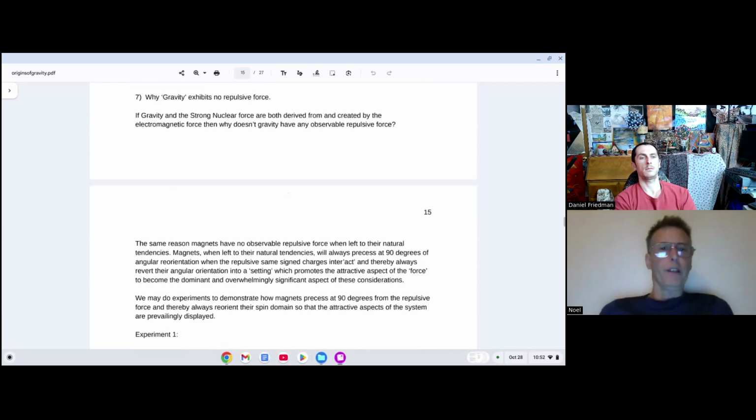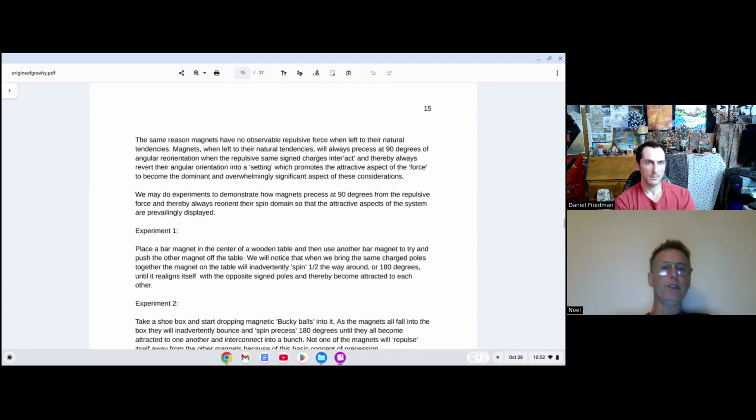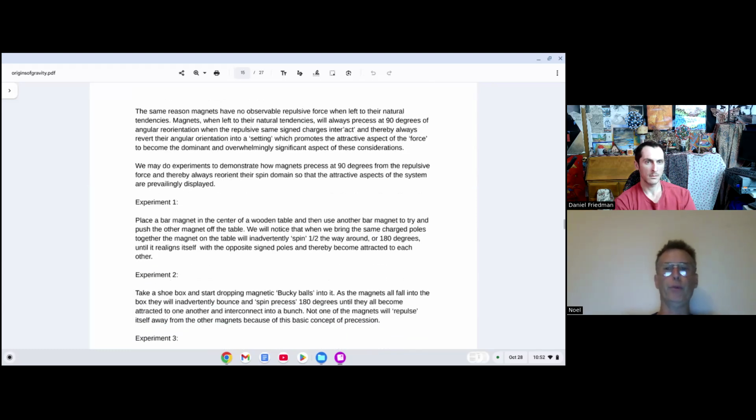So if gravity and the strong nuclear force and electromagnetism and everything's derived from the electromagnetic force, how come gravity doesn't have any observable repulsive force? It's the same reason magnets have no observable repulsive force when left to their natural tendencies. Magnets, when left to their natural tendencies, always precess at 90 degrees of angular reorientation when the repulsive same-sign charges interact, and thereby always revert their angular orientation into a setting which promotes the attractive aspect of the force to become the dominant and overwhelmingly significant aspect of these considerations.